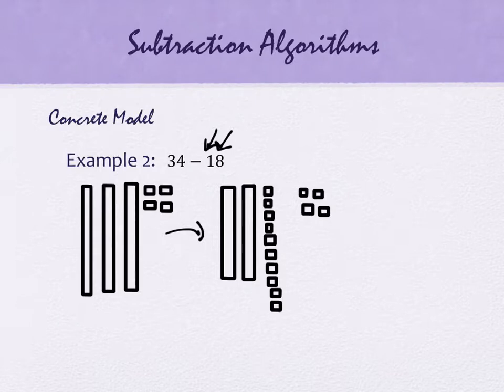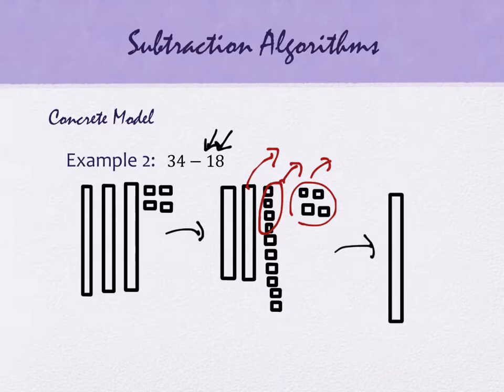So once I've exchanged one of my longs into 10 units, I'm actually able to take away one long and 8 units. So I can take away these 4, and I'll take away the top 4. And once I take those pieces away, what I'm left with is one long and 6 units. So my answer then is 16. And of course, even better if you're actually using the Legos, you can take them apart and actually see the pieces disappearing as you take them away.